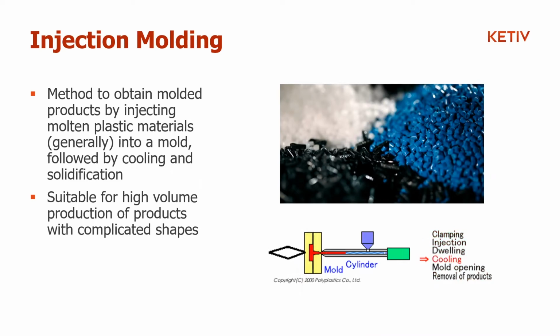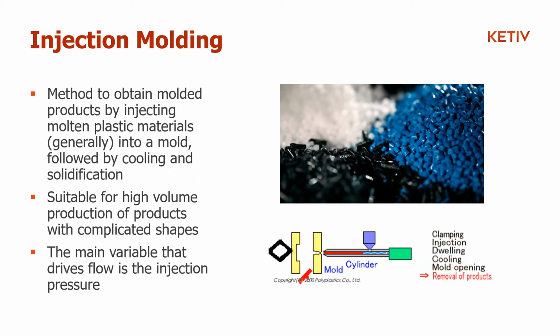This is, of course, a standard injection molding process. There is a lot of complexity that is possible with this very process, so this is just a very basic workflow. Now, the main variable that drives flow is the injection pressure. Of course, there are a lot of other variables as well, including mold temperature, etc. But the main variable that drives the flow, that helps you determine whether the process is adequate or not, is the pressure.